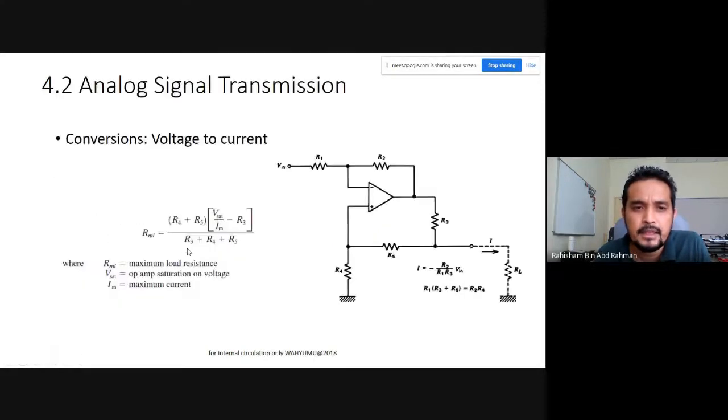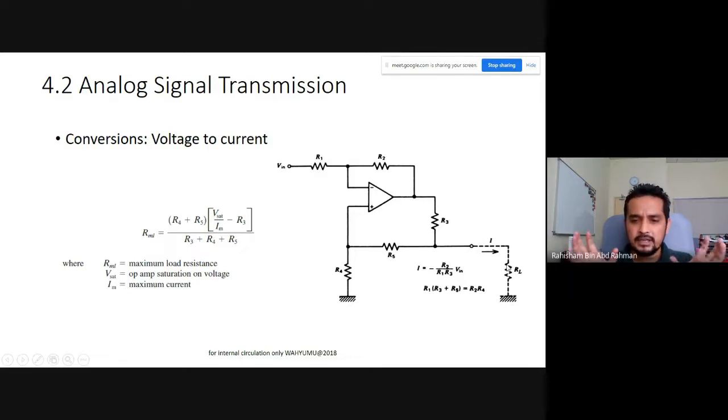Now we come to the analog signal conversion. Have a look at this one. We have the conversion circuit, and we have the formula. You don't need to worry about the formulation, how they derive this one. It just matters that we know the existence of the voltage to current circuit. We have the amplifier, we have the voltage drop across the R load, everything.